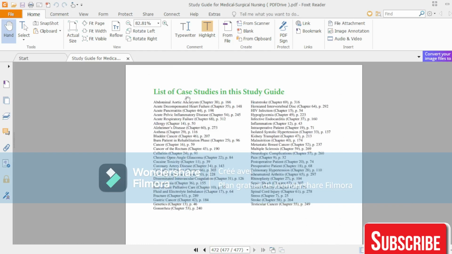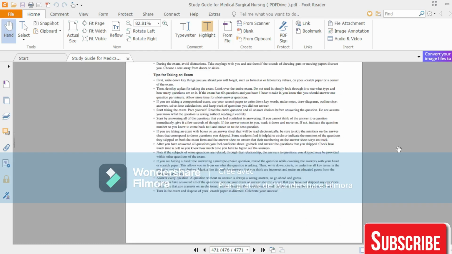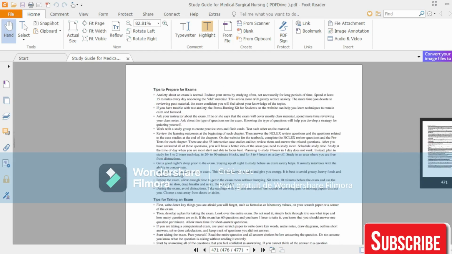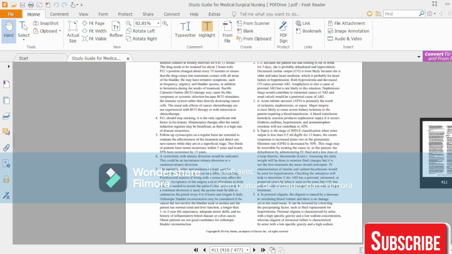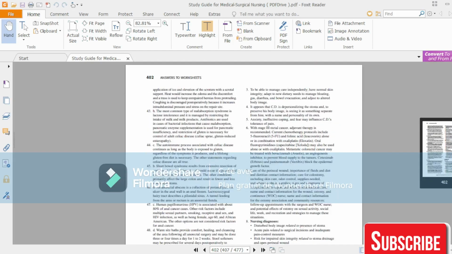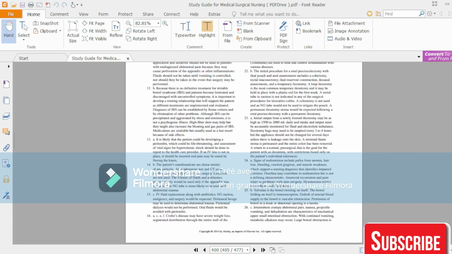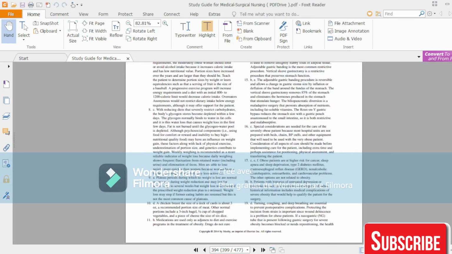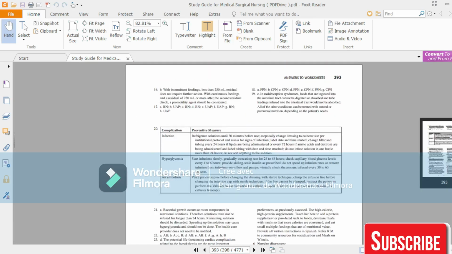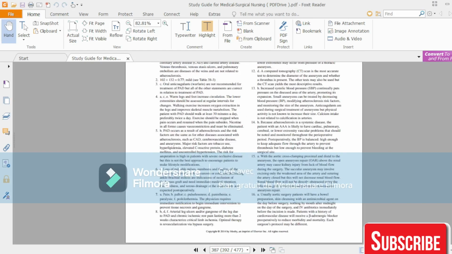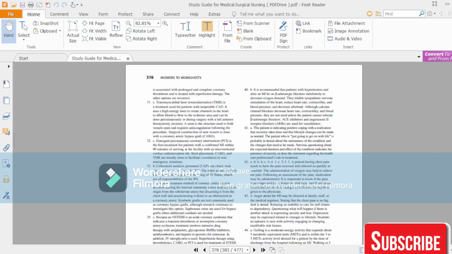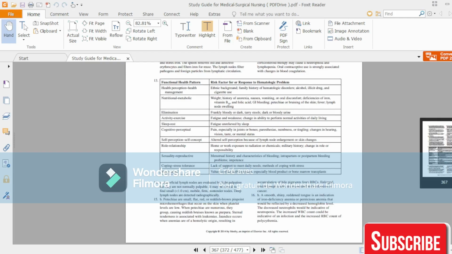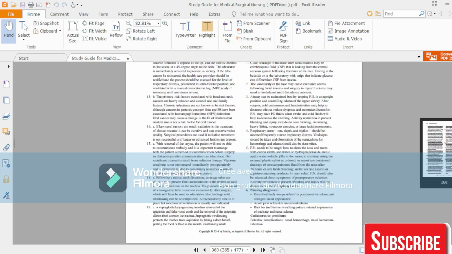So we have the list of case studies in the study guide, as you can see, and the answers of all the questions we had. As you can see, the answers to worksheets we have at the end of the guide. We have all the answers that we saw in the beginning of each chapter. I guess there are 60 chapters, as you can see here.